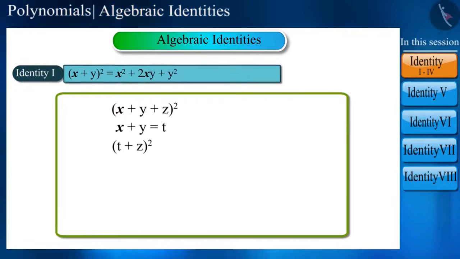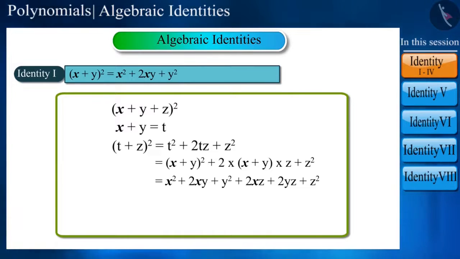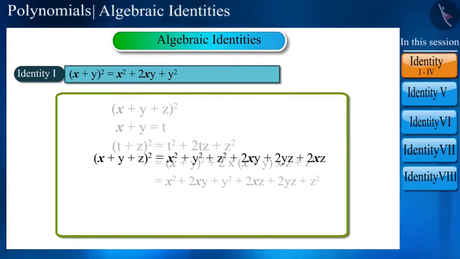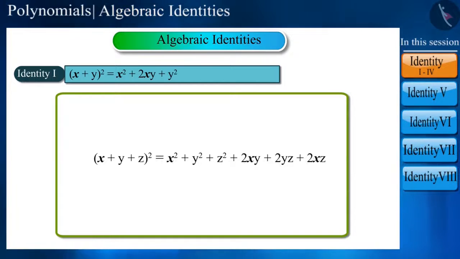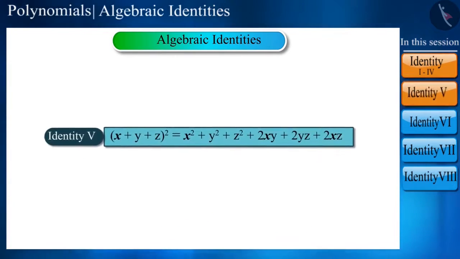Now, we can use identity 1. And now, keep the value of t. Then you will get this. (x + y + z)² is equal to x² + y² + z² + 2xy + 2yz + 2xz. We can remember it like this. In the square of a trinomial, there are 3 squares and 3 factors. And this is called identity 5.